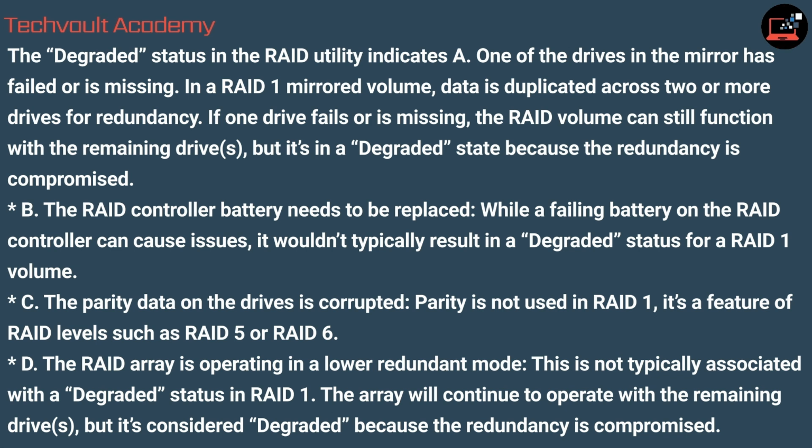B. The RAID controller battery needs to be replaced. While a failing battery on the RAID controller can cause issues, it wouldn't typically result in a degraded status for a RAID 1 volume. C. The parity data on the drives is corrupted. Parity is not used in RAID 1. It's a feature of RAID levels such as RAID 5 or RAID 6. D. The RAID array is operating in a lower redundant mode. This is not typically associated with a degraded status in RAID 1. The array will continue to operate with the remaining drives, but it's considered degraded because the redundancy is compromised.